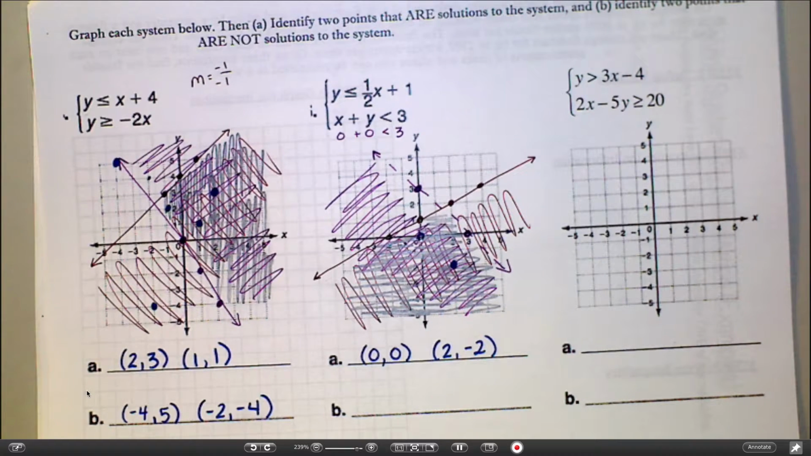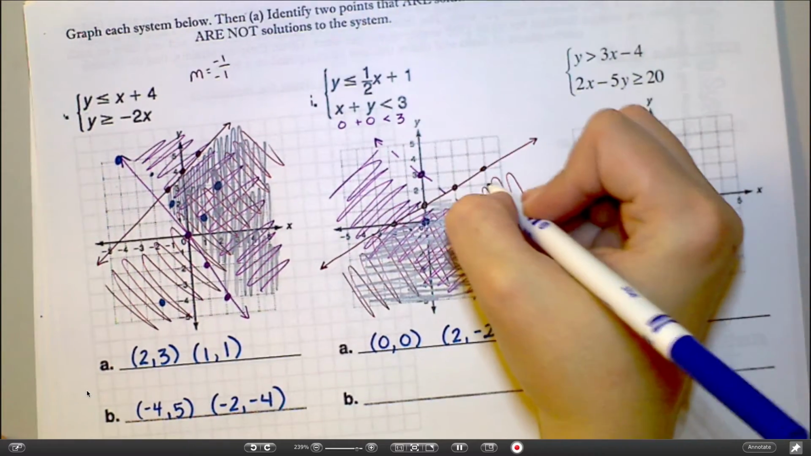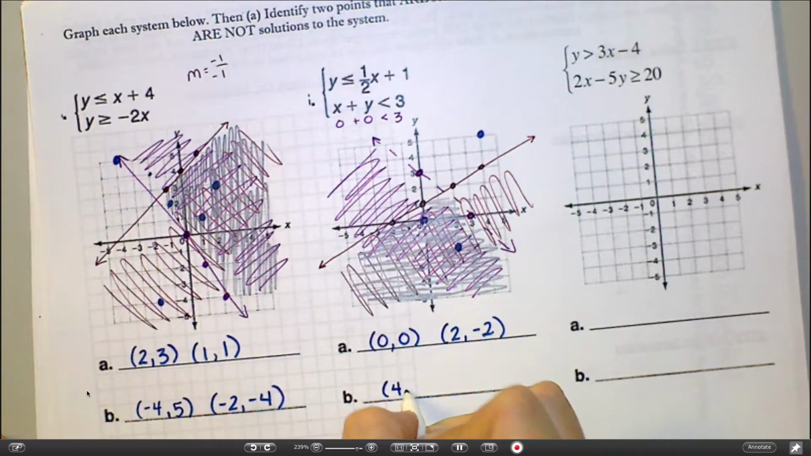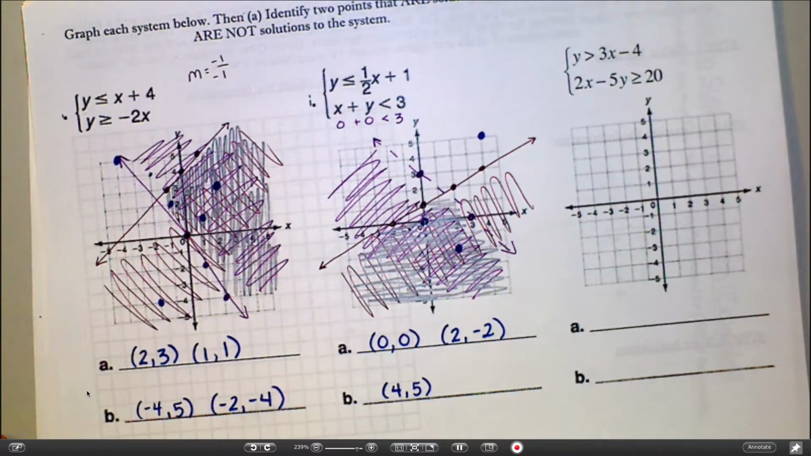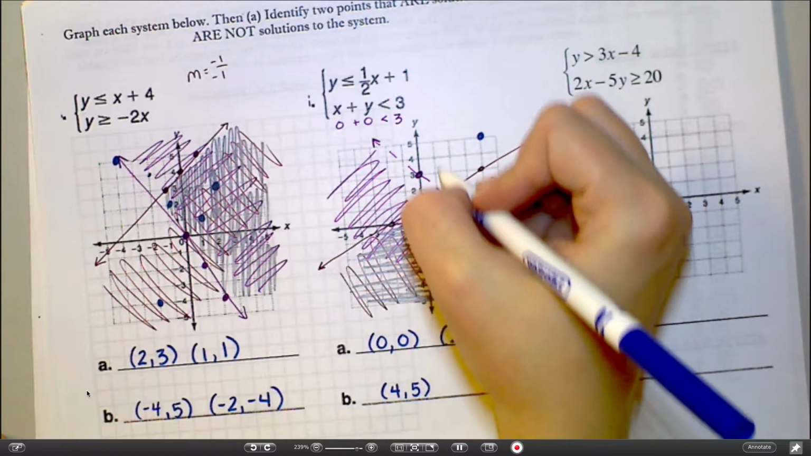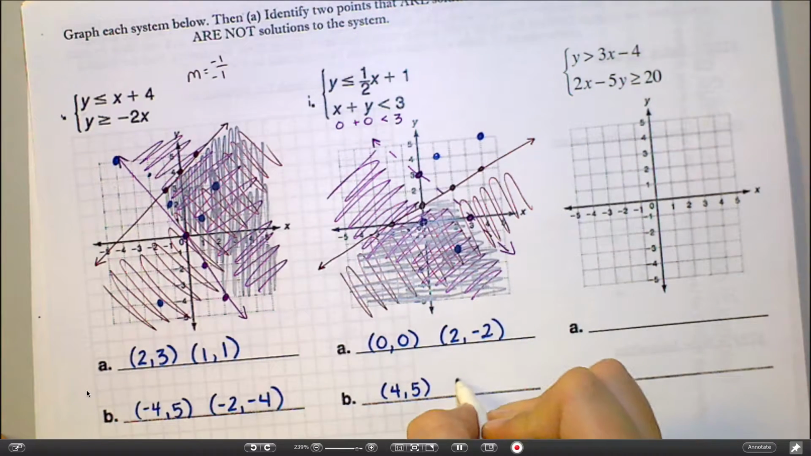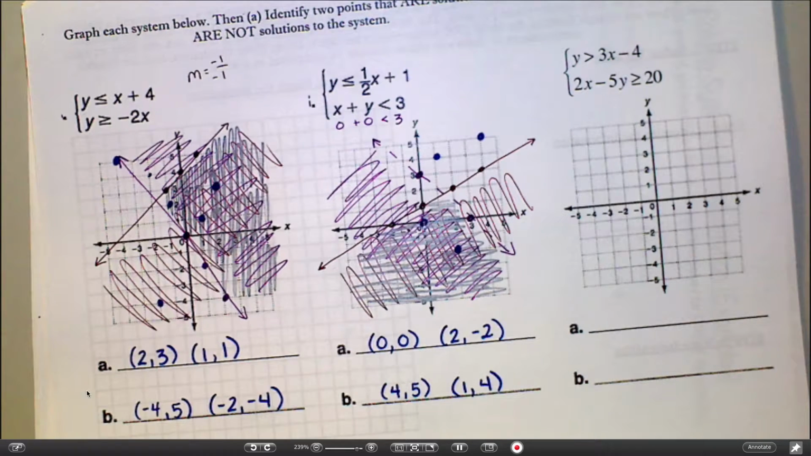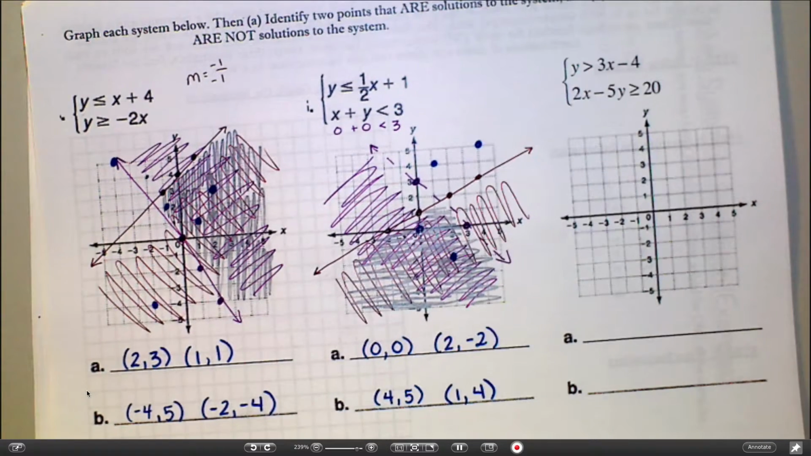4, 5. You're right. 4, 5 would be way up here, not part of the solution. And another one that's not part of the solution. 1, 4. Yep, not part of the solution. Good. Let's try one more of those, and then we'll be done.